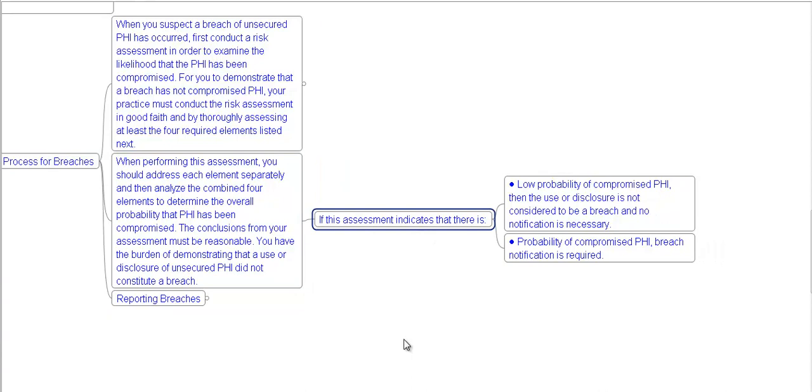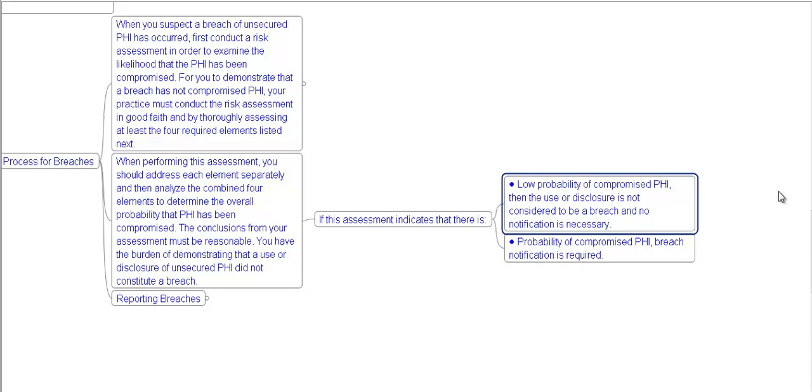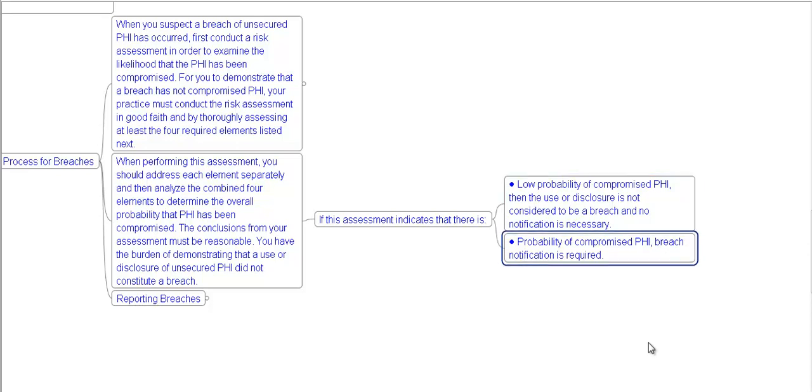If this assessment indicates that there is low probability of compromised PHI, then the use or disclosure is not considered to be a breach and no notification is necessary. Otherwise, if there is a probability of compromised PHI, breach notification is required.